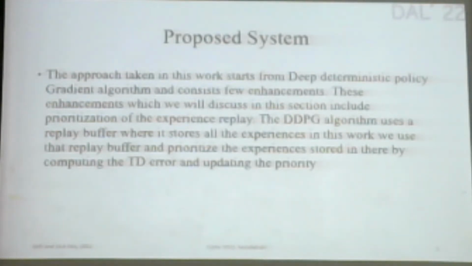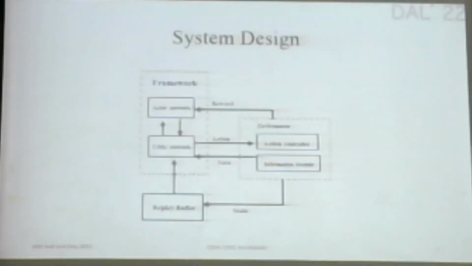Proposed system. The approach taken in this work starts from the deep deterministic policy gradient algorithm, that is DDPG, a kind of reinforcement learning algorithm. We have made some enhancements. These enhancements, which we will discuss in this section, include prioritization of the experience replay. If you see in the system design, there is a replay buffer. What this replay buffer does is it stores the events that occur in an order: event 1, event 2, event 3. In this replay buffer we use an algorithm and prioritize those events.